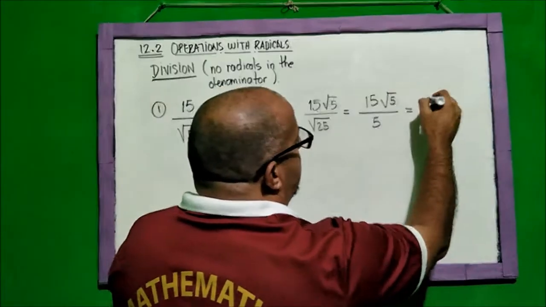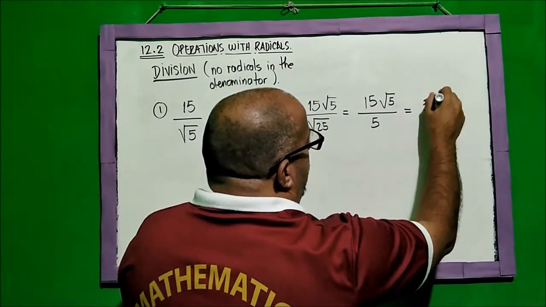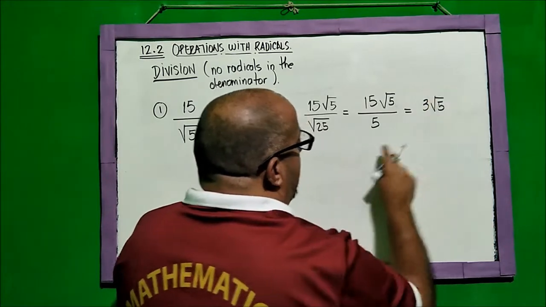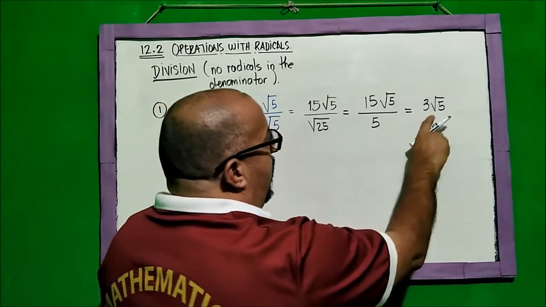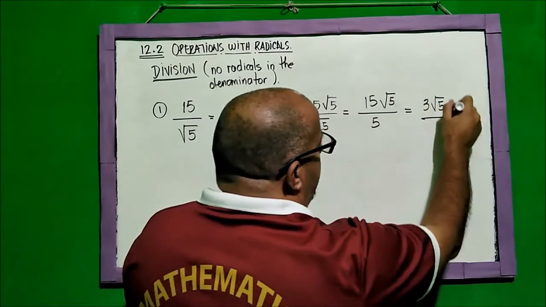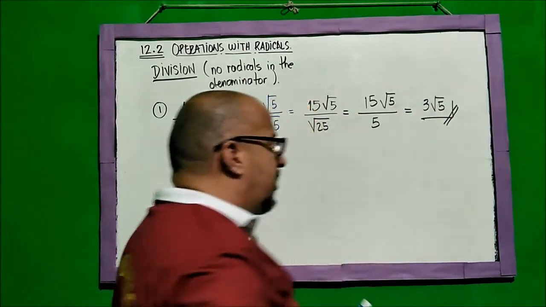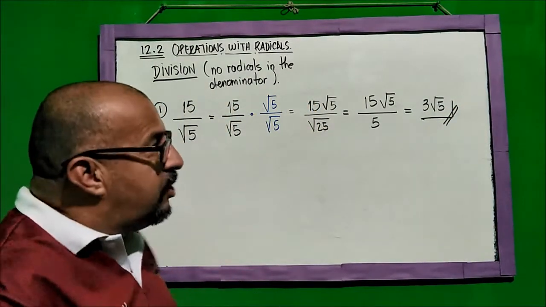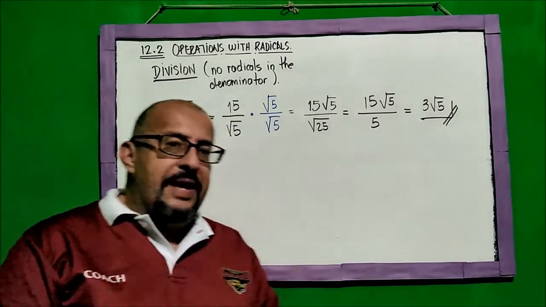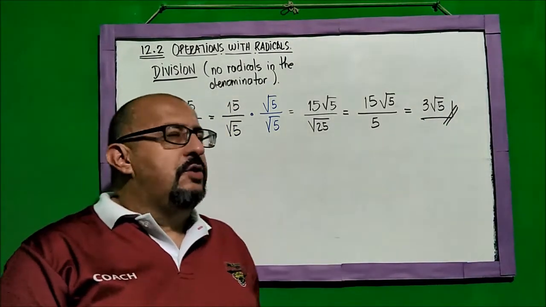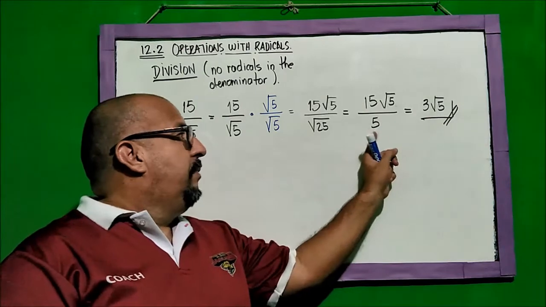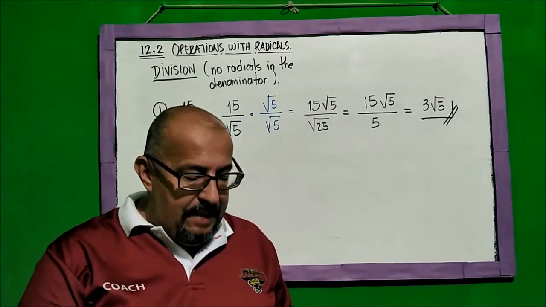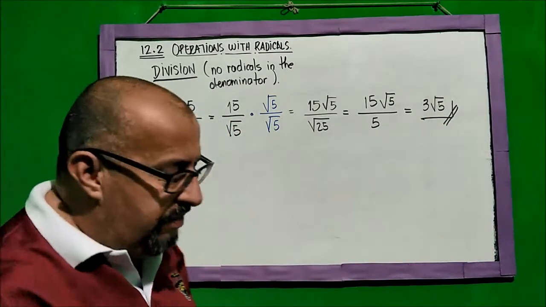15 divided by 5 is 3. The square root of 5 stays the same. And 5 divided by 5 becomes 1. And 1 in the denominator leaves me the expression like this. So as you can see, we have an expression that is in simplest radical form. We always need to keep that. And we eliminated the radical from that denominator, which was the main objective.